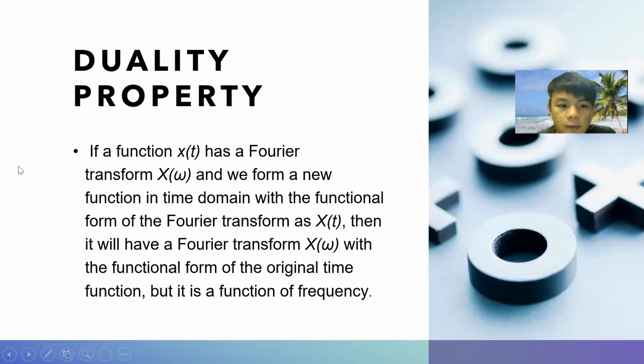Duality property. If a function x(t) has a Fourier transform X(ω) and we form a new function in the time domain with the functional form of the Fourier transform X(t), then it will have a Fourier transform x(ω) with the functional form of the original time function, but it is a function of frequency. So ini adalah explanation duality property.